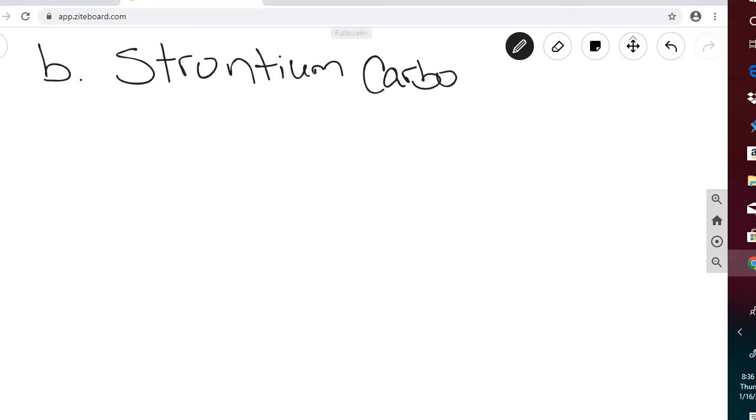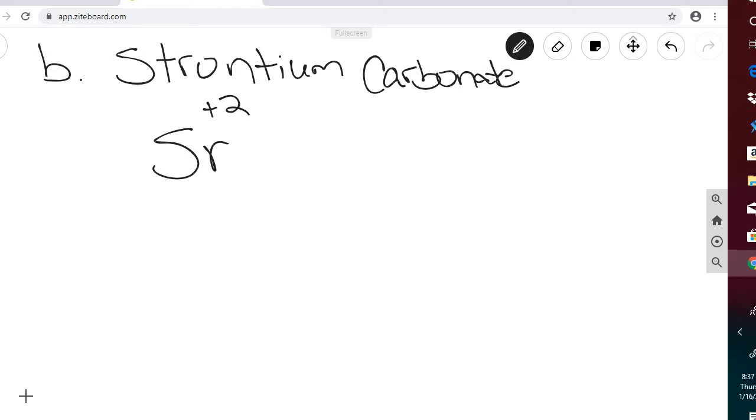Okay, then the next one is strontium carbonate. So again, looking at the periodic chart, we know the abbreviation for strontium is Sr, and it is in group 2A, so its charge is going to be +2.